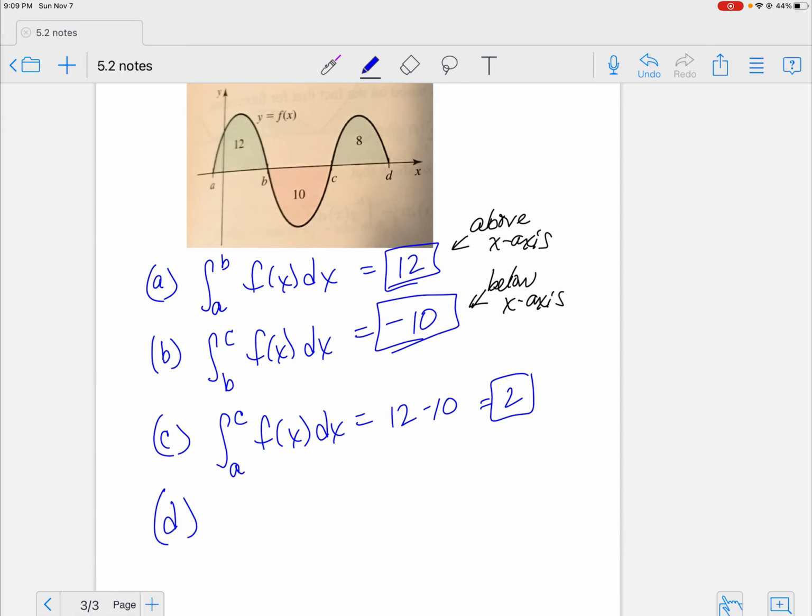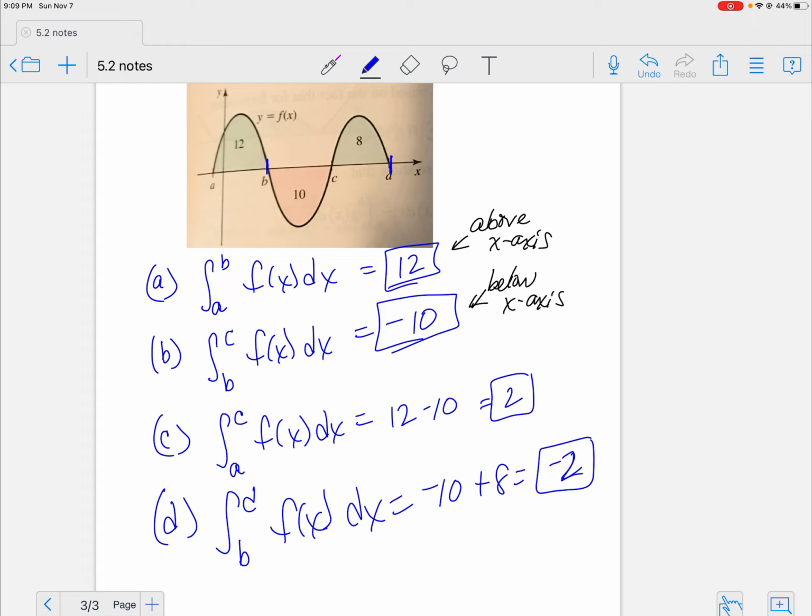One more. What if I want to integrate from B to D? Yep, you've got a negative 10 and a positive 8. Yep, negative 2. It's literally that easy. Good. So looking at all different kinds, if it's above the x-axis, it's positive. If it's below, it's negative. And just put them together depending on what it is you're looking at.